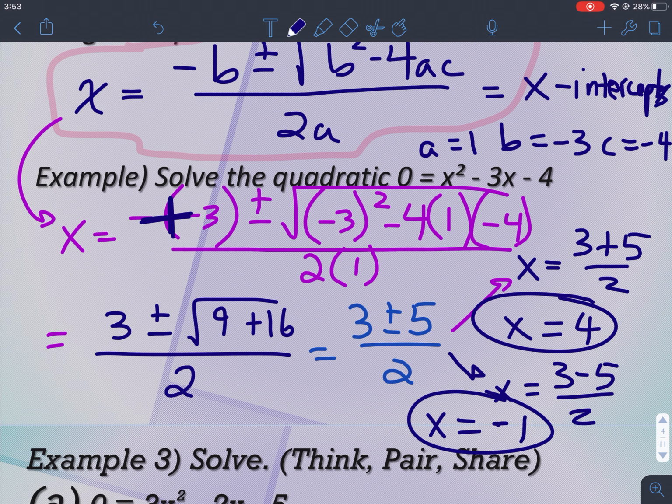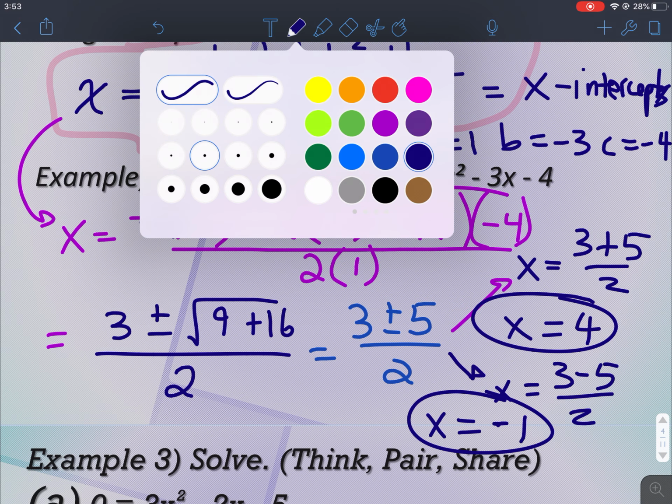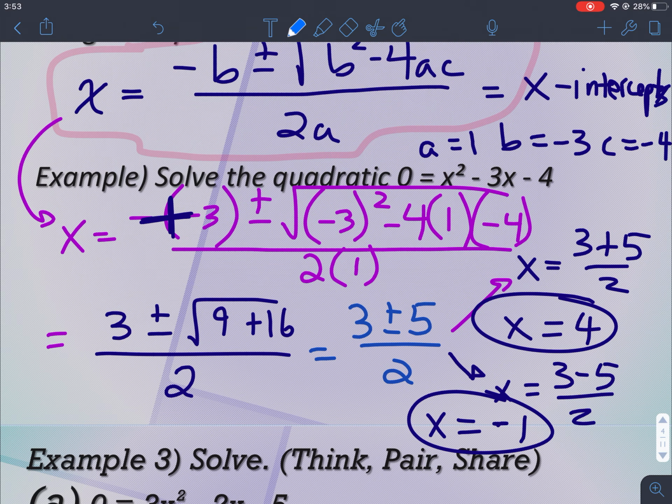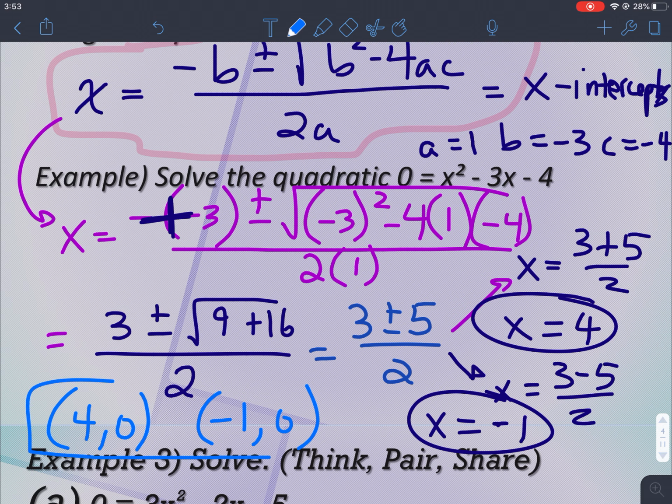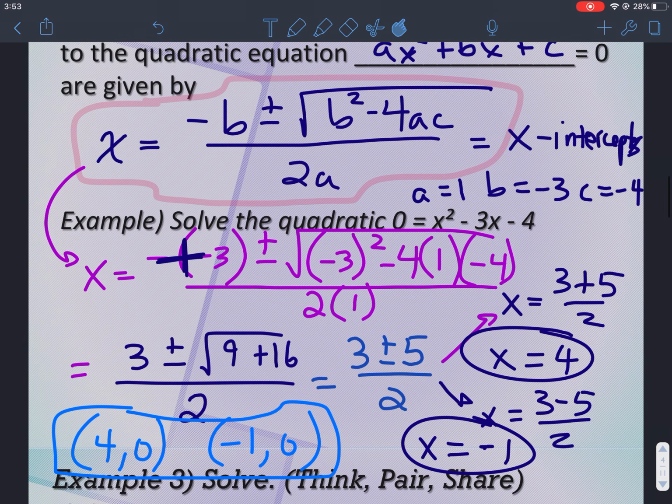Now keep in mind, it's not a coordinate point. 4, 1 is not a coordinate. It really corresponds to the intercepts. So one is going to be 4, 0, and the other is going to be negative 1, 0. So the x's are the solution to the quadratic equation, and there are coordinate points that represent x-intercepts.